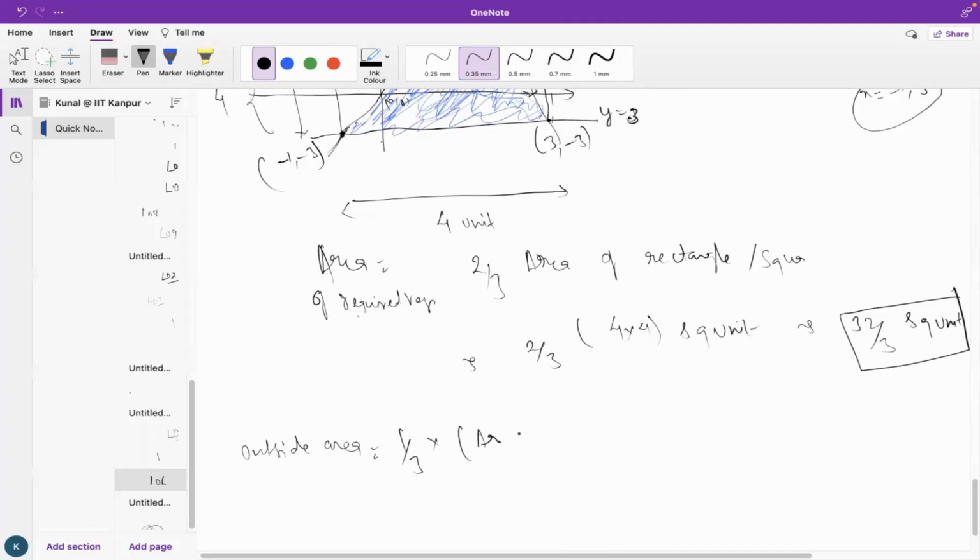So area of rectangle will be equal to what, 1/3 into 4 into 4, right? So it will be equal to 16/3 square unit. I hope these things were clear to you, है ना.